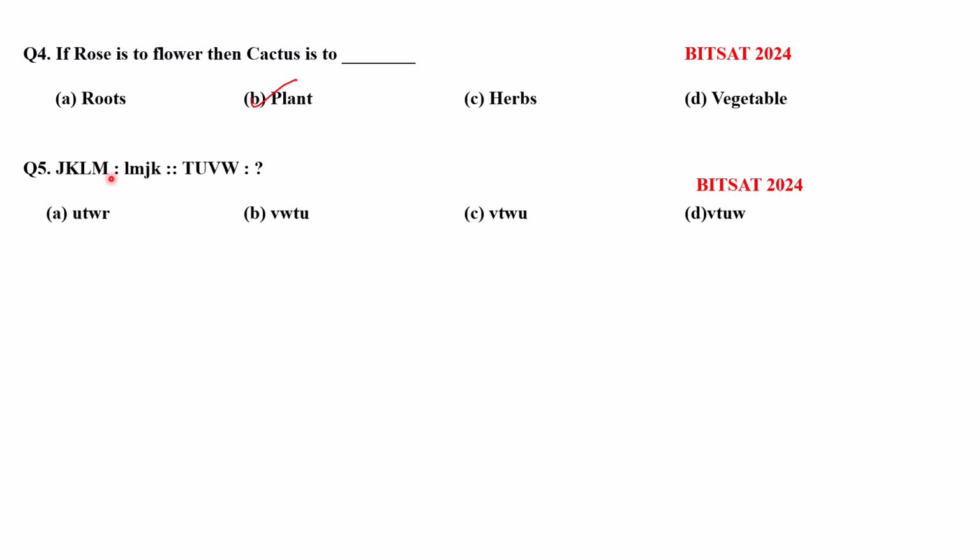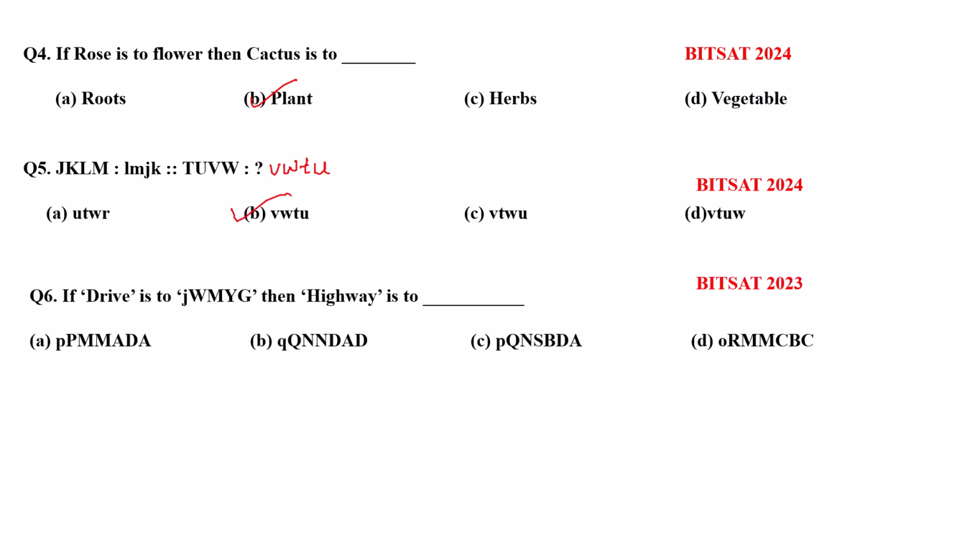If you see the pattern here, the last two letters LM are written first, but in small letters, and the first two are written afterwards. So in the same way here, the last two letters are VW. So you have to write VW in small letters, followed by the first two letters in small letters. So the correct option is option B. Next is, if drive is coded as this, then highway is coded as.